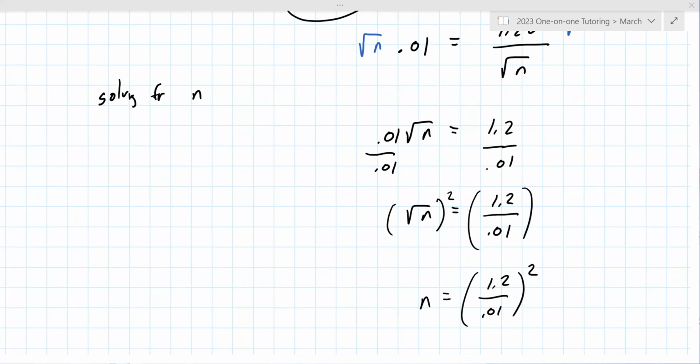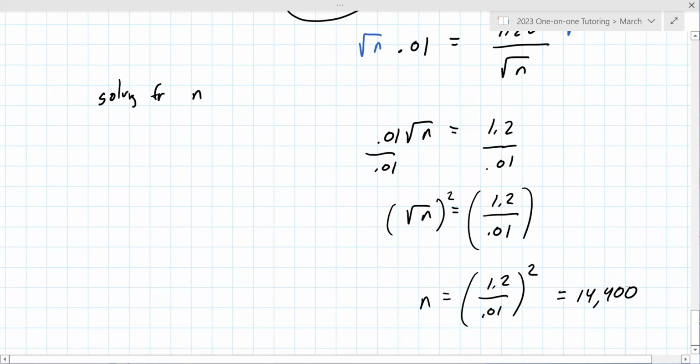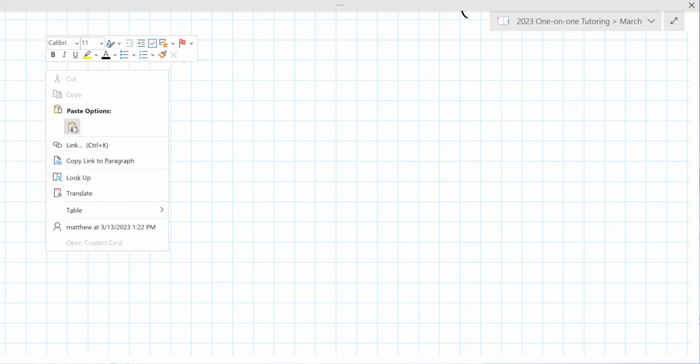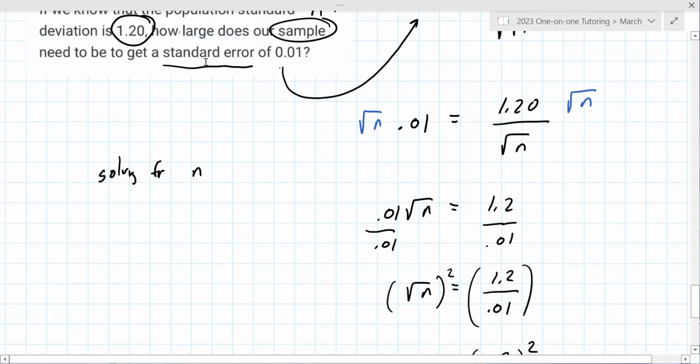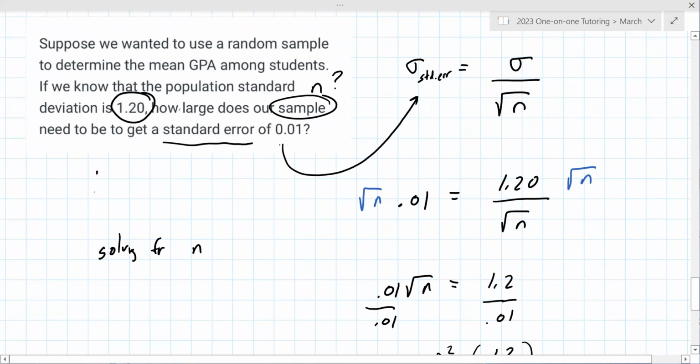Okay, 14,400. Good test taking strategy here is to always do the calculations twice just to see if they're the same, to make sure there are no errors on that front. All right, let's move on. Oh, okay, that's the answer. So it was asking for the sample size.